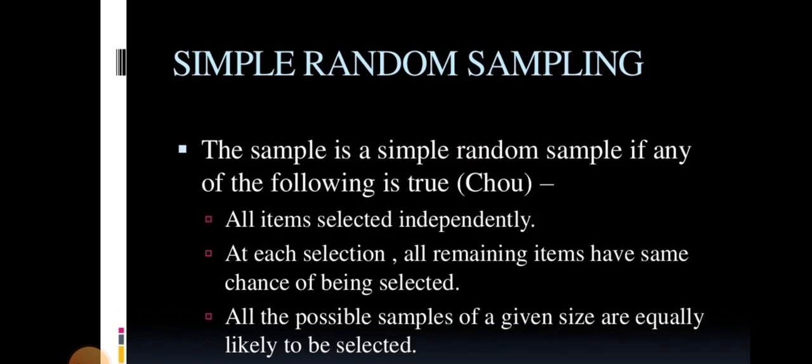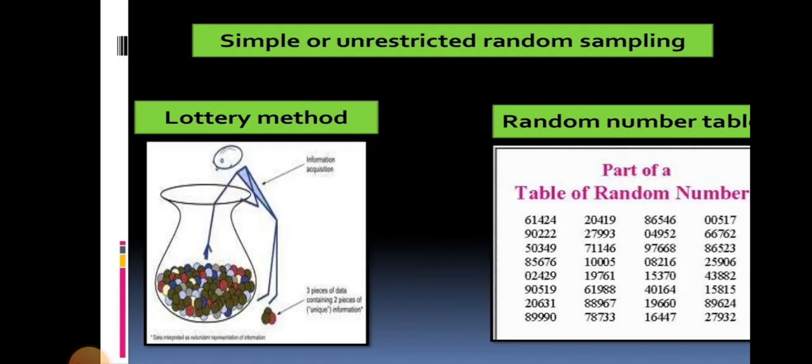Now, in simple random sampling, which of the following things are true? All items should be selected independently. Next, at each selection, all remaining items have the same chance of being selected, and all the possible samples of a given size are equally likely to be selected. The previous example that I have given is another illustration. Now we are dealing with simple random sampling examples. How will we deal with it? In simple or unrestricted random sampling, you can see a table of random numbers. Part 1, here you can see various numbers, and I can randomly select any 5 among them.